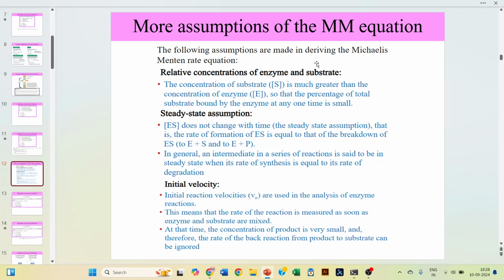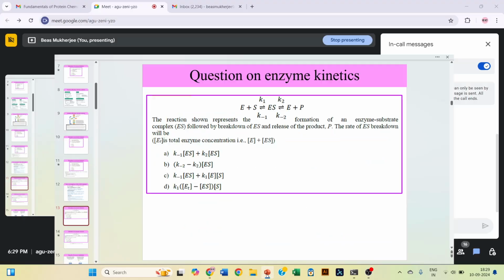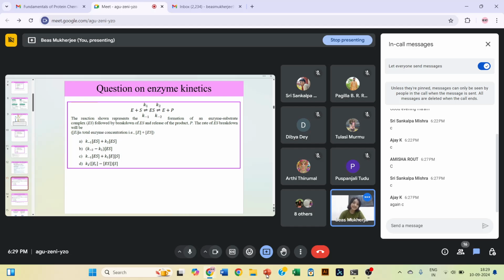Then there is the steady state assumption, which says that the enzyme substrate complex does not change over time, and so the rate of formation is equal to the rate of dissociation, which is your K2 and K minus 1, right? Then we go to initial velocity. Always remember that Michaelis-Menten kinetics is either talking about initial velocity or maximal velocity, and also half of maximal velocity. Plus, at the start of the reaction, it is always assumed that the amount of product present is nil. Right. So now you try to work on this next question.